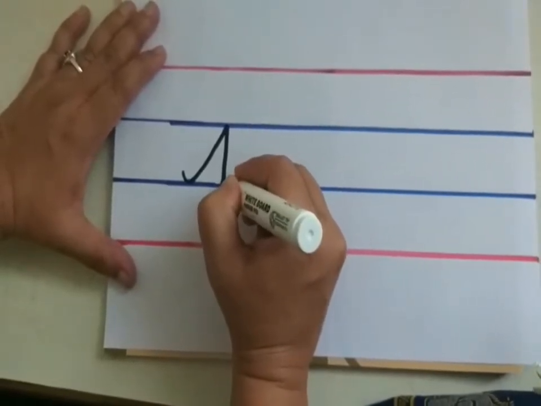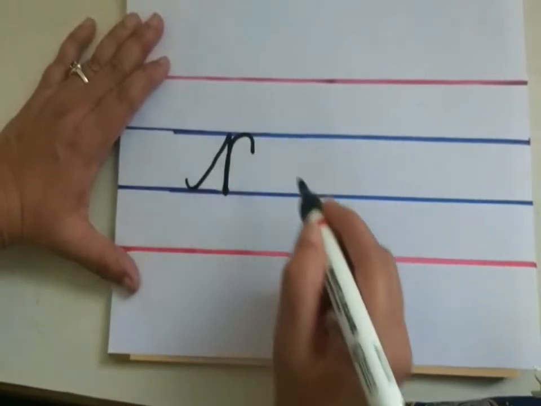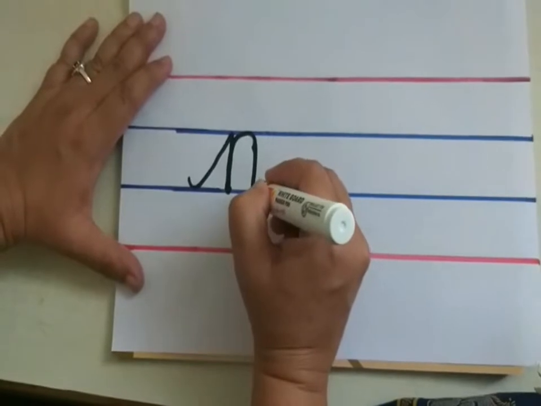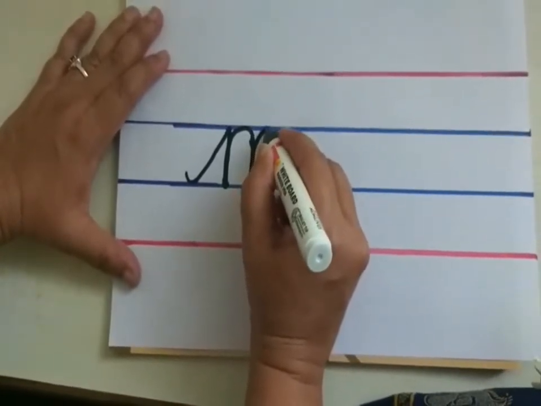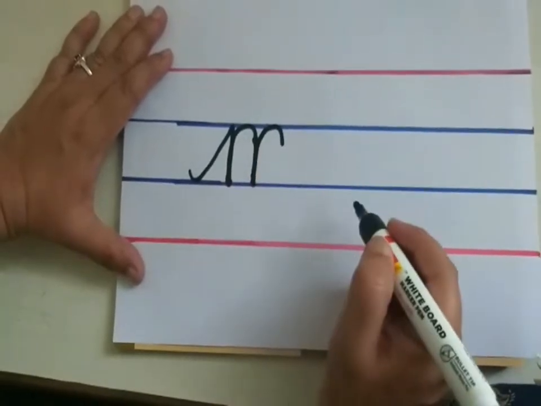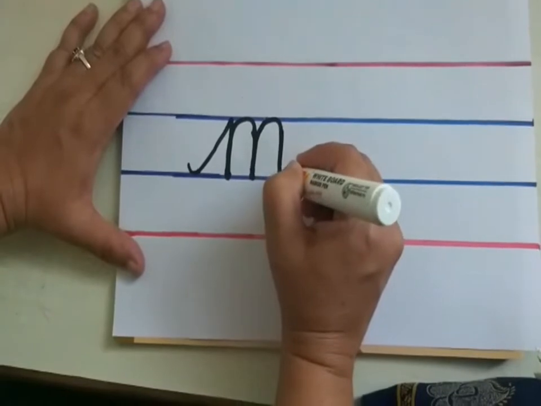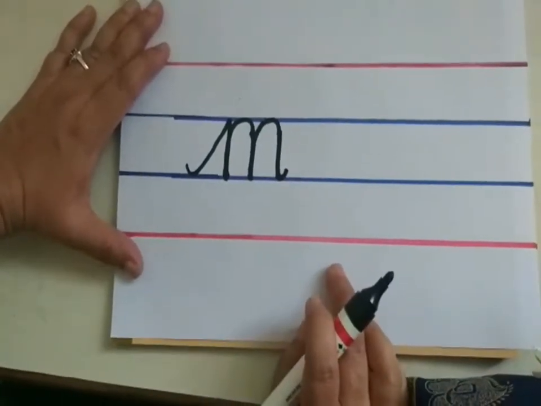Come. Okay. Now go up and make a half curve, children, like that. Now again come down to the third blue line. Again go up to the second blue line, children. Now again make half curve like that, children. Now come down to the third line and make a small curve. This is small cursive M.